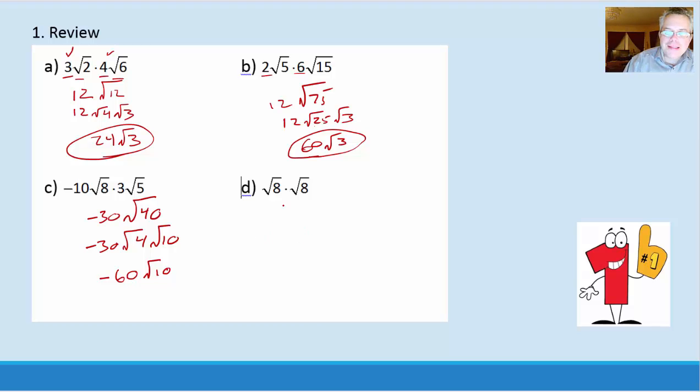Now, this you should look at, and it looks worse than this, but square root of 8 times square root of 8, you should immediately say that's equal to 8. Why? Because that's what square root of 8 is. Square root of 8 is the number that when you multiply it by itself, you get 8. That's what square root of 8 means. But if you forgot, you can just go through what we were doing. That'd be square root of 64. That's a perfect square, and it's just 8. Hopefully you can recognize that right away when that comes up.